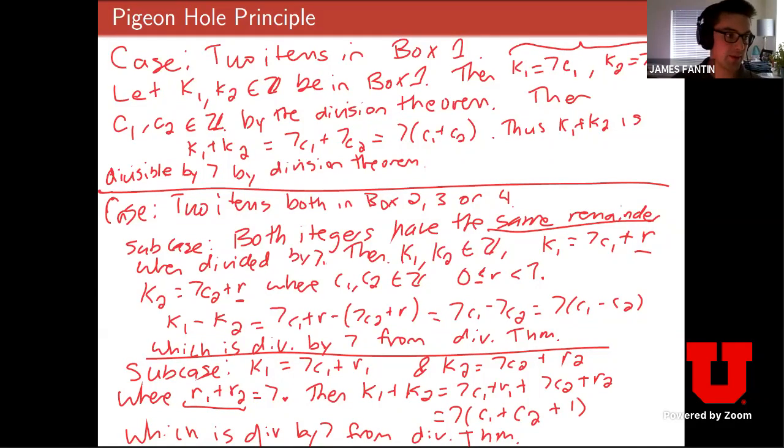So now we've covered all the possible cases. We're either in box 1, where they both have the same remainder, and so summing them was divisible by 7, or we're in boxes 2, 3, and 4, and then there were two subcases. Either both the integers had the same remainder, or they had different remainders, but the sum of those would be 7. So are there any questions with this problem? I know it's a bit tricky. So yeah, any questions anywhere on this problem?